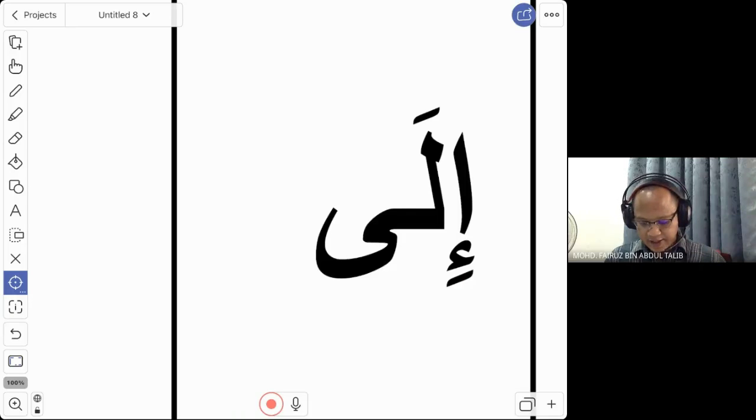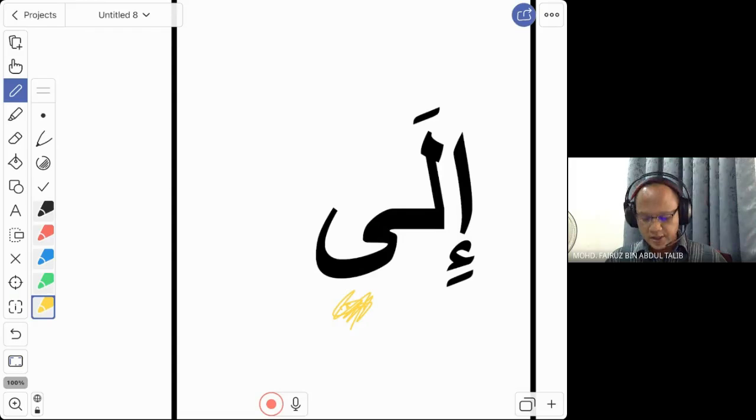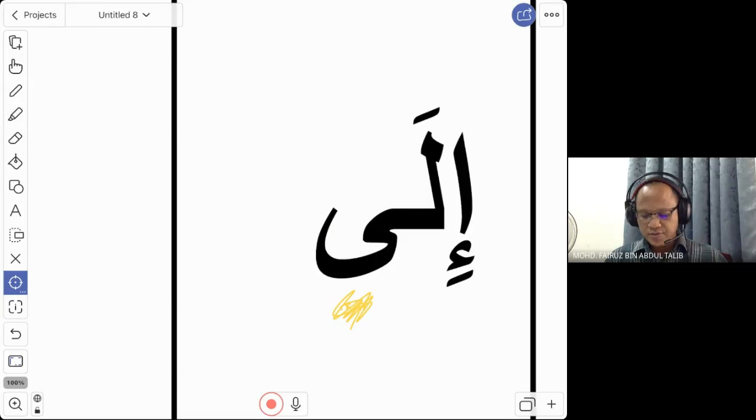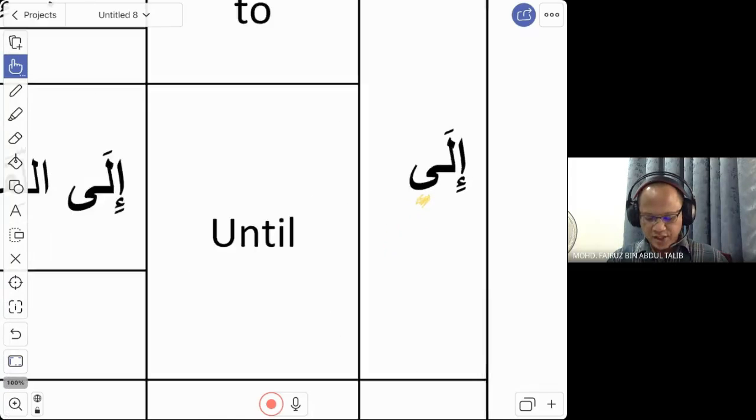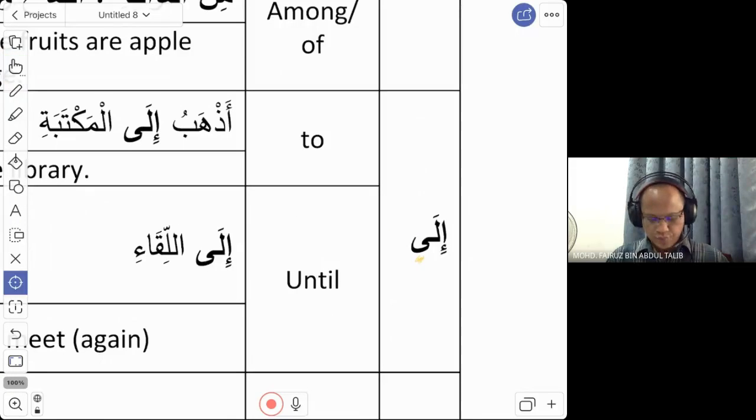You look at this letter, this is not a ya because you don't have the dots. When you have no dot, this is alif, right? So here you have a lam with a long vowel, la. So ilah, we read ilah. Ilah means to. One of the meanings of ilah is to. This is the most common meaning for the word ilah.